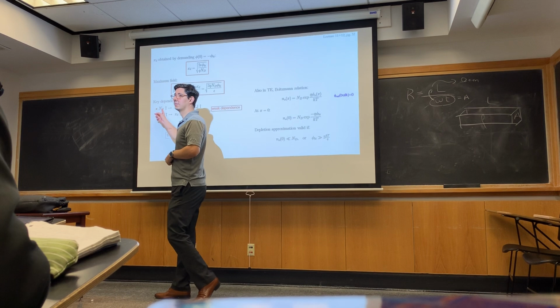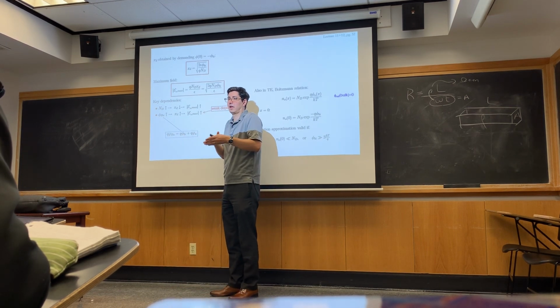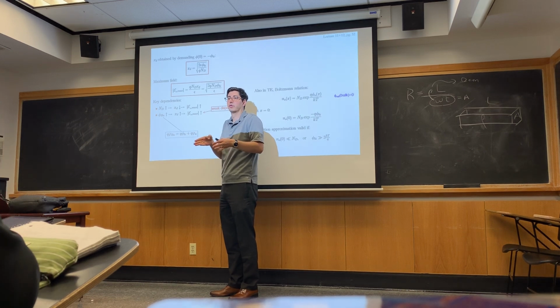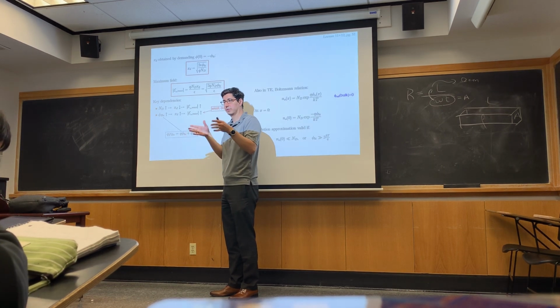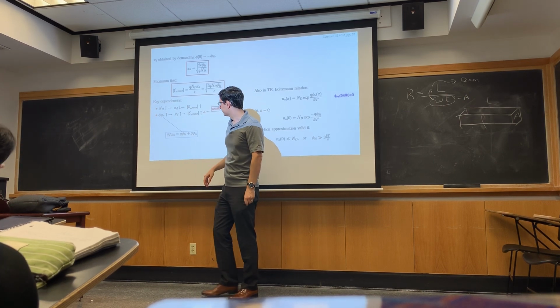As my doping goes up, my depletion width goes down. Why is that? Well, because I have more charge, so I can screen over a short amount of width. But my max field goes up.